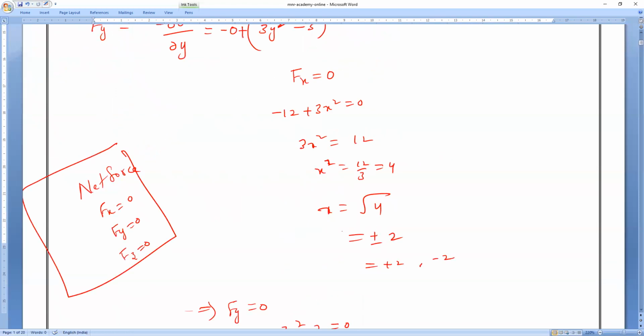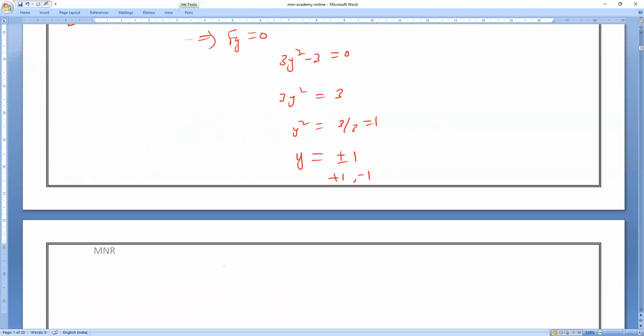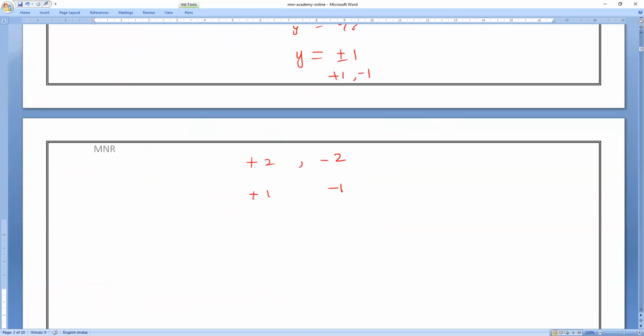So totally two different directions, the x-axis and the y-axis. The x points are plus 2 and minus 2, and the y points are plus 1 and minus 1. How many points will come? If I take plus 2, the first point is plus 2, plus 1, in x and y axes. Or plus 2, minus 1. So that is 2 points. Then minus 2, plus 1.